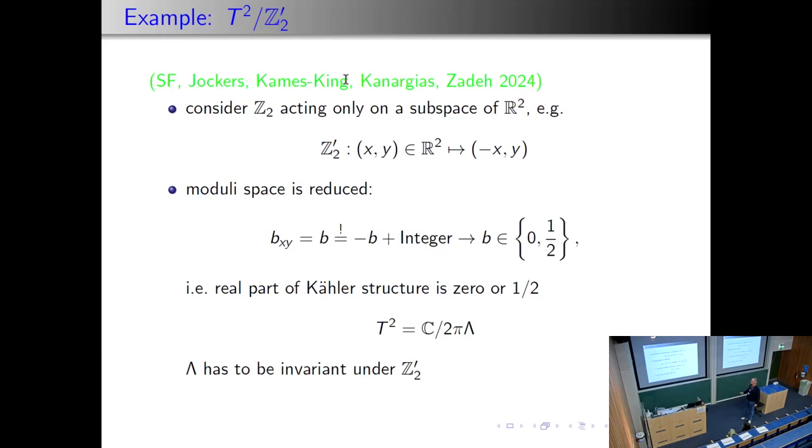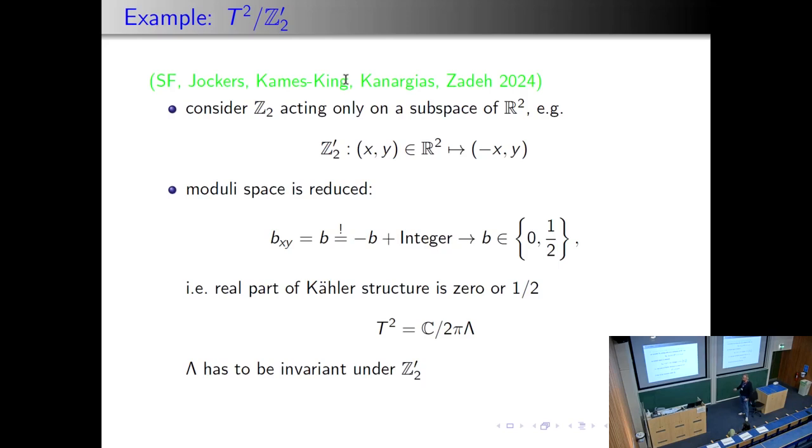So for example, the B field, which previously was arbitrary, now, since one index is only reflected, it gets a minus sign, and then the B field is defined up to an integer. So the possible values of 0 and 1/2 correspond to invariant backgrounds. And that means, in more fancy words, that the real part of the Kähler structure of this torus can be 0 or 1/2. But also the complex structure will be restricted.